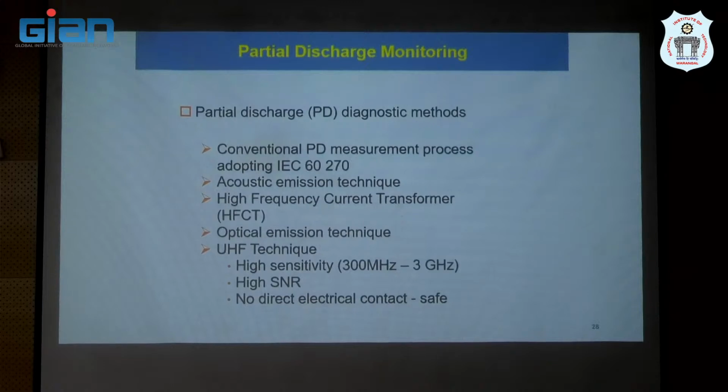So likewise, these are very high frequency discharges. In that way, we can develop ultra high frequency techniques and sensors to pick up those signals. If you design it appropriately for the particular bandwidth, you will get a good signal to noise ratio.